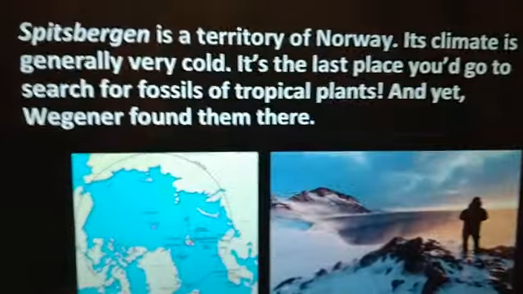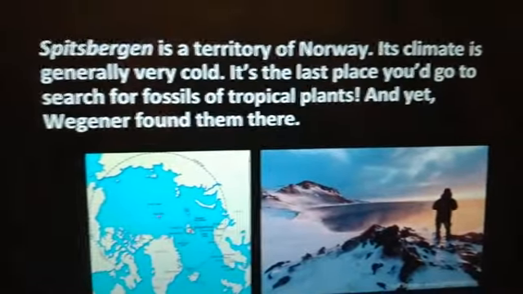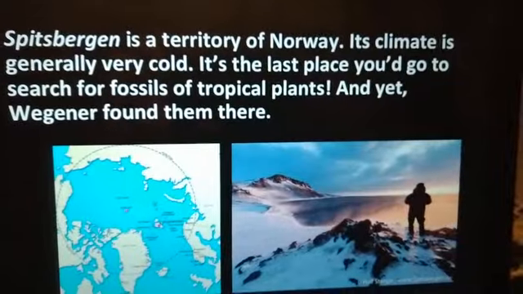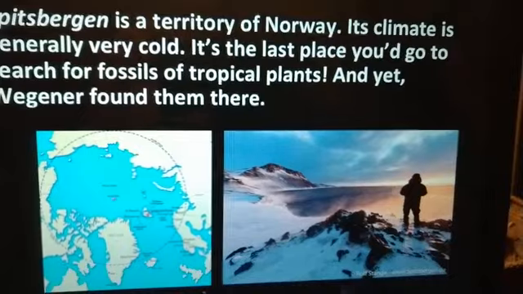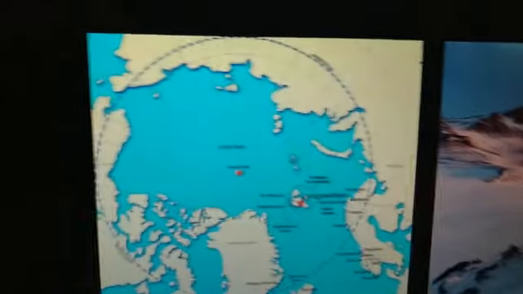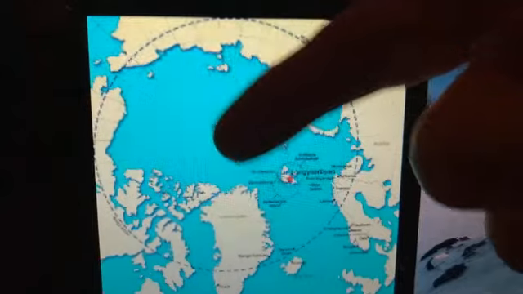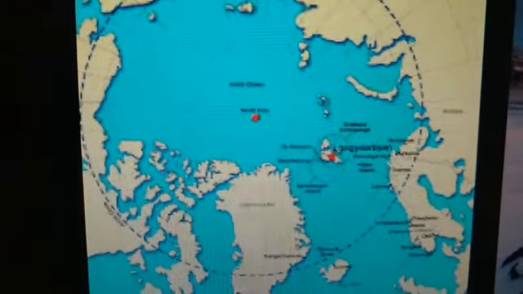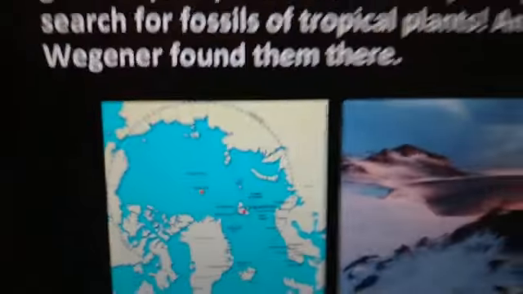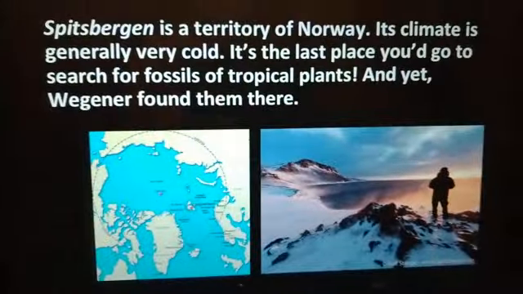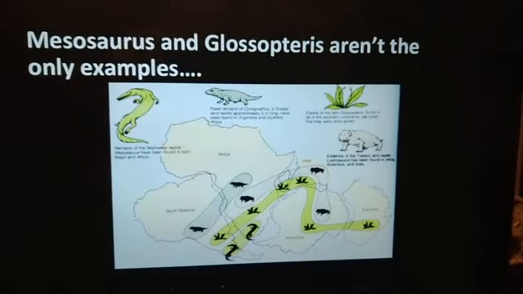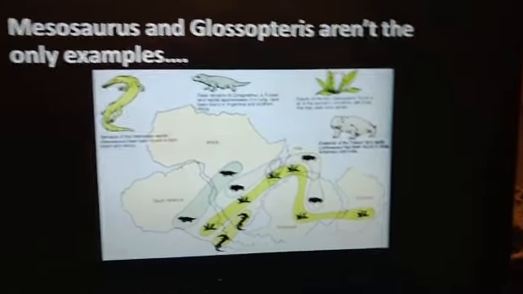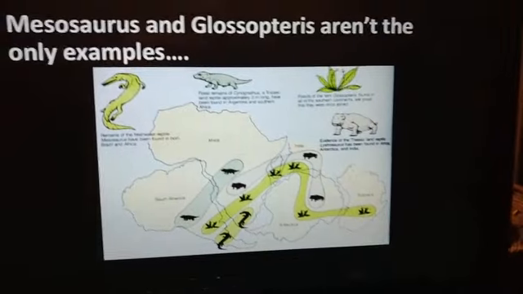Not Bouvet Island, as you might have guessed, but an island called Spitsbergen. It's a territory of Norway. Its climate is extremely cold. It's the last place you go to search for fossils of tropical plants. You can see that's the North Pole right about there, and Spitsbergen is really close to the North Pole. So that's not somewhere where you'd think you'd find plants or fossils of plants. So it seems like that island must have moved at some point, maybe from the equator up towards the North Pole over millions of years.